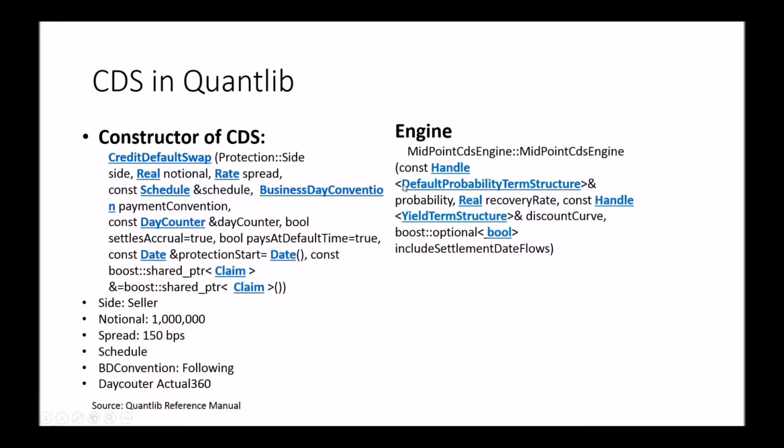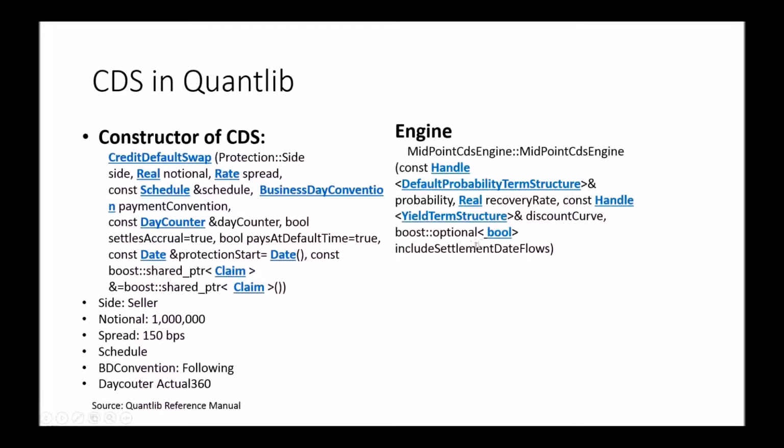The first one is the default probability term structure. That is the probability of default or hazard rate in the future. So if we specify the probability of default in each of the future years, we can use it to calculate the expected rate of default and further the expected loss. And the recovery rate, that is also used in calculating the expected loss. And next one is the yield term structure of the discounter. That one we are very familiar with.